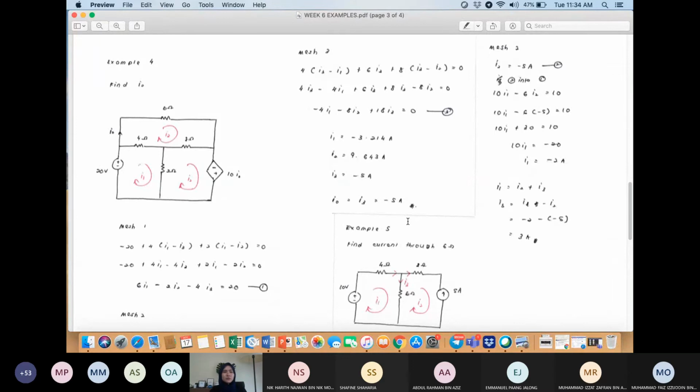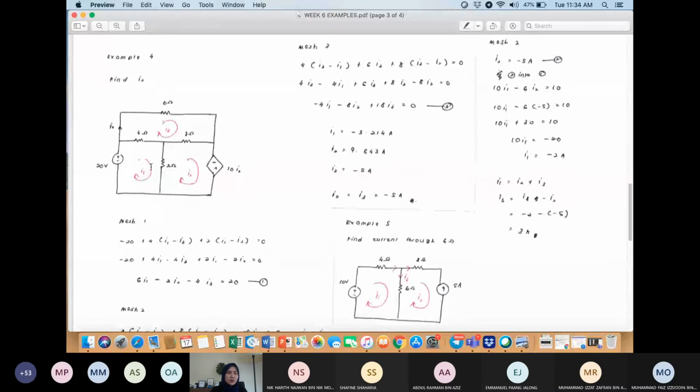Okay, so example 4, you still have three meshes. I label these as I1, I2, and I3. Directly find the KVL equation for each loop. The first loop over here is negative 20 plus 4 multiplied with (I1 minus I2) plus 2 multiplied with I1, this is I3, plus 2 multiplied with (I1 minus I2) equals 0.